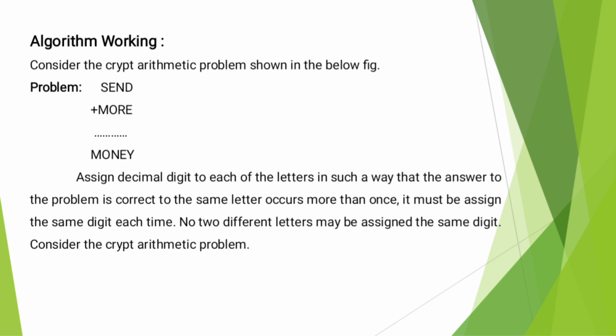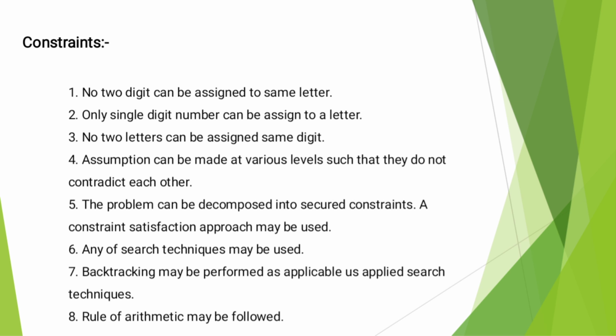Consider the cryptarithmetic problem. The constraints are: no two digits can be assigned to the same letter, only a single digit number can be assigned to a letter, and no two letters can be assigned the same digit. Assumptions can be made at various levels such that they do not contradict each other. The problem can be decomposed into several constraints.